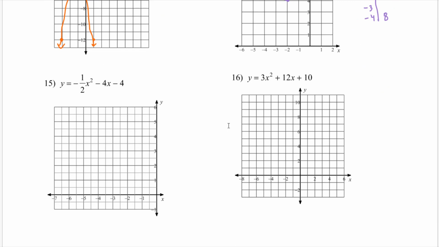All right, 2 more. So this one on the left has a -1/2 in front, so we can already know before we do anything else that it opens down. And we also know that this is going to be a vertical compression by 1/2. We just don't know where the vertex is right now. And then on 16, well, no, I won't spoil it for 16.